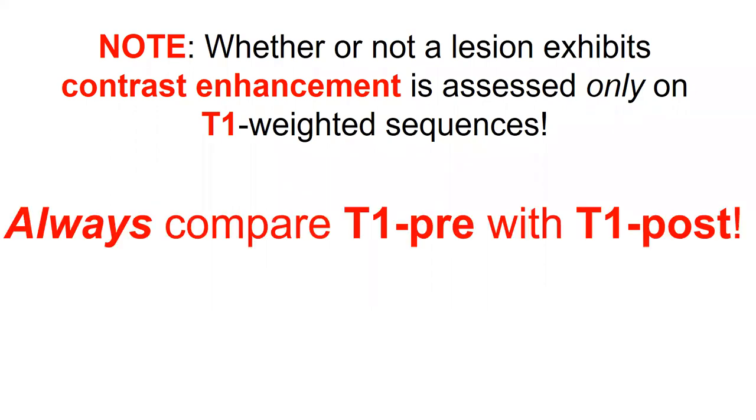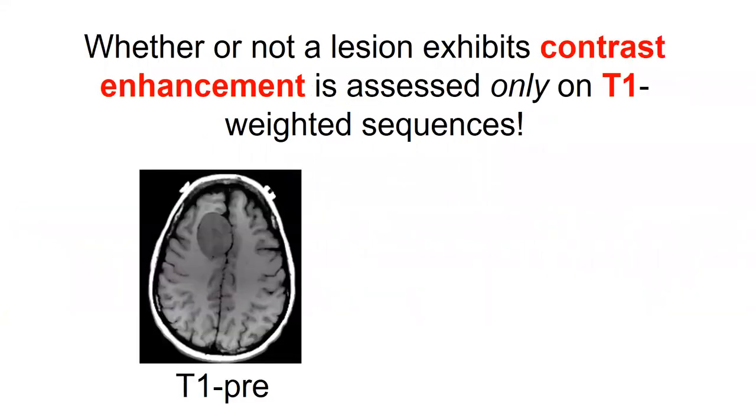All right. Always, this is another caveat, always compare the T1 without contrast with the T1 after contrast when you're trying to assess the presence of contrast enhancement. The reason is there are many substances, both normal and abnormal, that are intrinsically hyperintense on T1 weighted sequences without gadolinium, and you need to know that. So good practice would be to always look at the T1 pre along with the T1 post when you're assessing contrast enhancement. All right, so let's look at that.